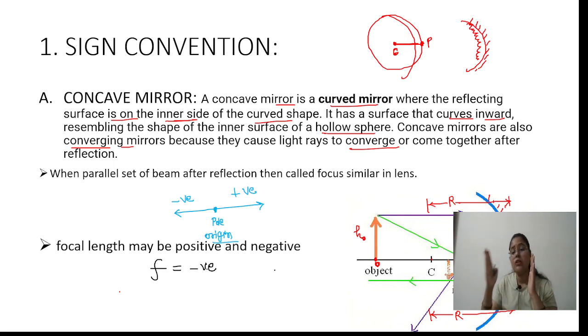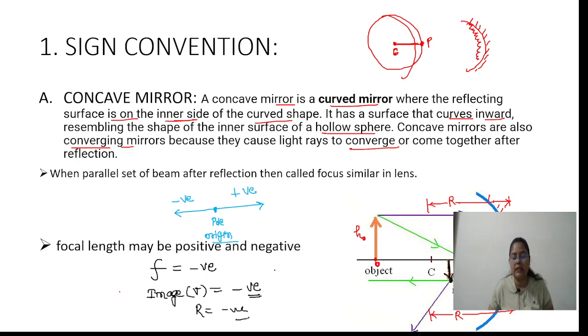Focal length is negative because it is toward the left side from the pole. That is, we can say left of the pole is called negative focal length. The image is formed at the intersecting point of the rays. So what is the image distance? Image distance is also represented by v, and since it is also toward the left, we also consider it negative. Radius of curvature is also negative because it is on the left side. Clear? So that is the sign convention.